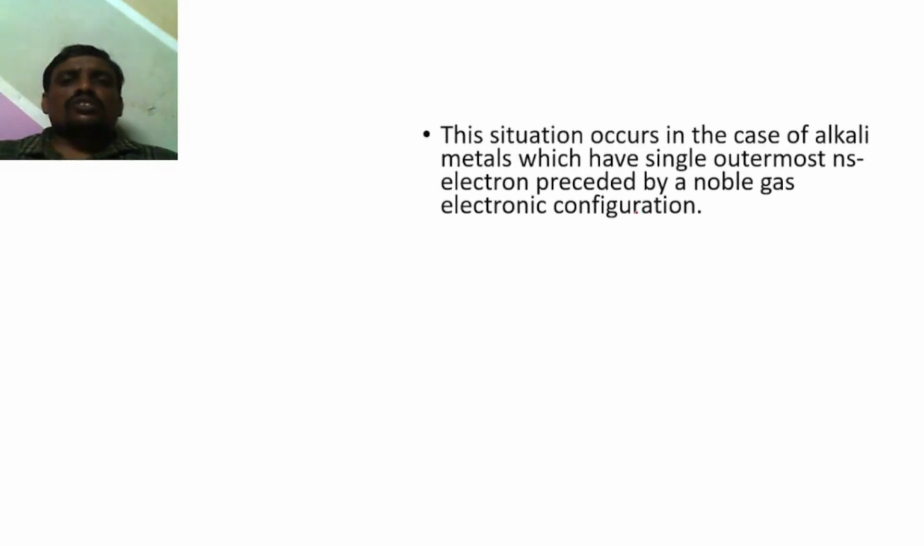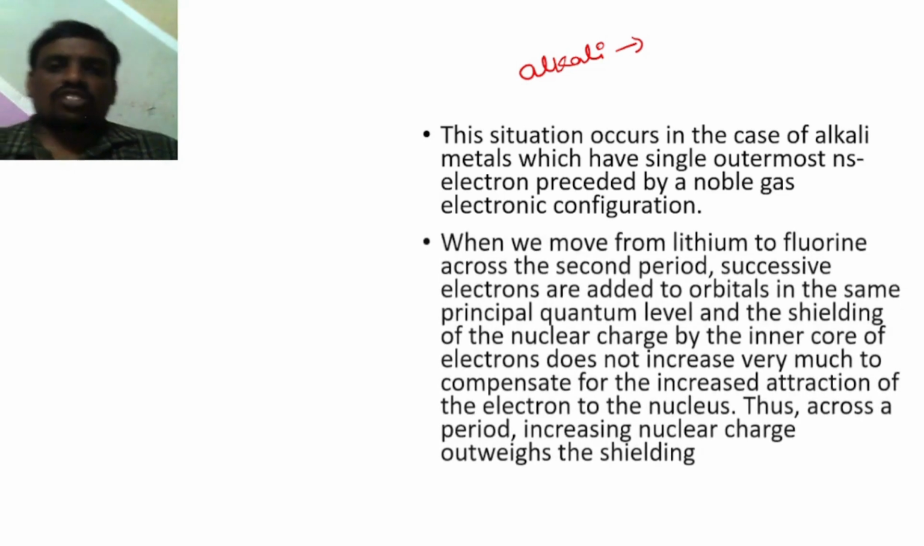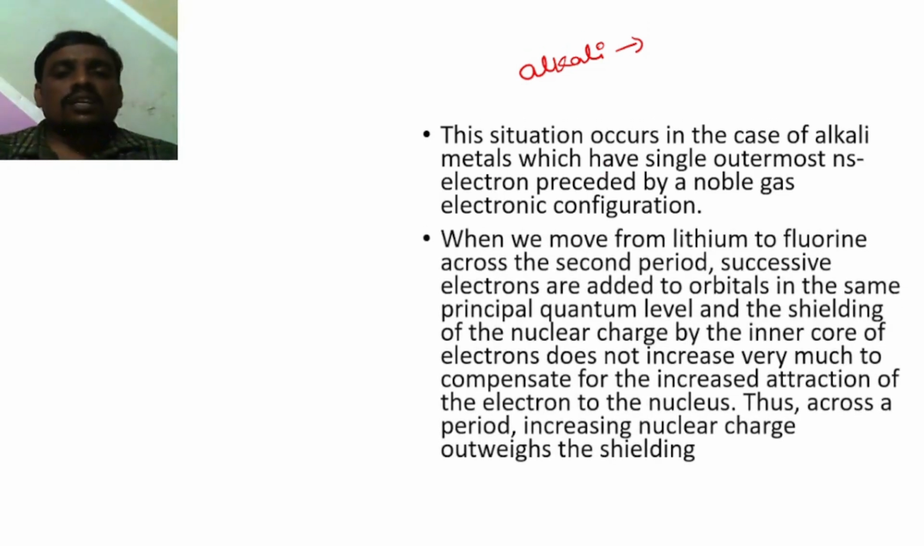Finally, this situation occurs in the case of alkali metals, which have a single outermost ns electron outside a noble gas electronic configuration. So what is a noble gas electronic configuration with the outermost ns electron in the case of these alkali metals? We will see in the coming topics.